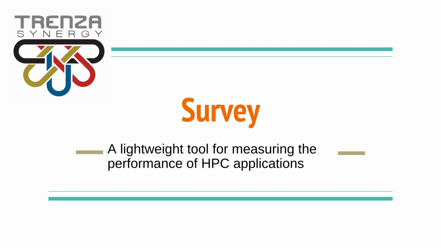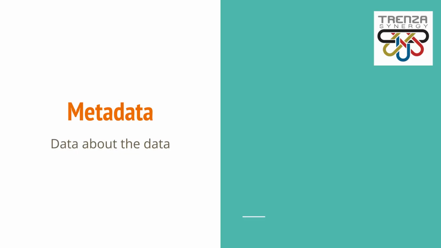Hi guys, today we are going to be talking about the metadata that is collected as part of the survey performance tool. Metadata is data about the data. That is, we collect information about the executable, the system, and the environment for the upcoming run. This metadata is collected just before the run. That means its collection doesn't interfere with the performance of the run in any way. It's just a bit of collection that we do before kicking off the run.